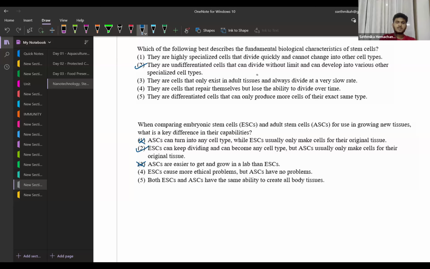Embryonic stem cells cause more ethical problems, but adult stem cells have no problems. Embryonic stem cells do have ethical problems, but adult stem cells have no problems to bear. Both embryonic stem cells and adult stem cells have the same ability to create all body tissues. No, not all body tissues. Adult stem cells can't produce all body tissues, so it's the second one.